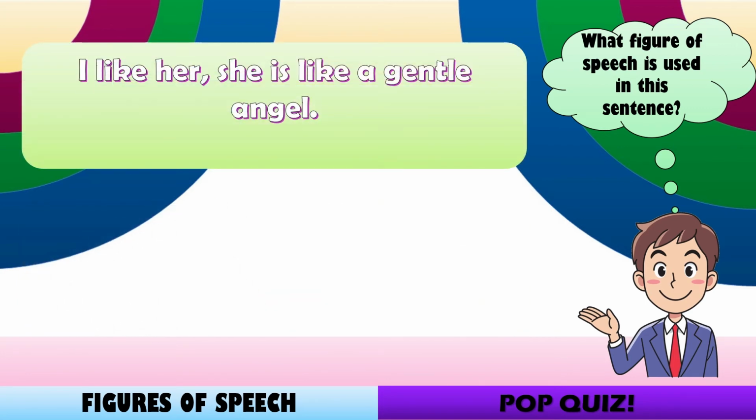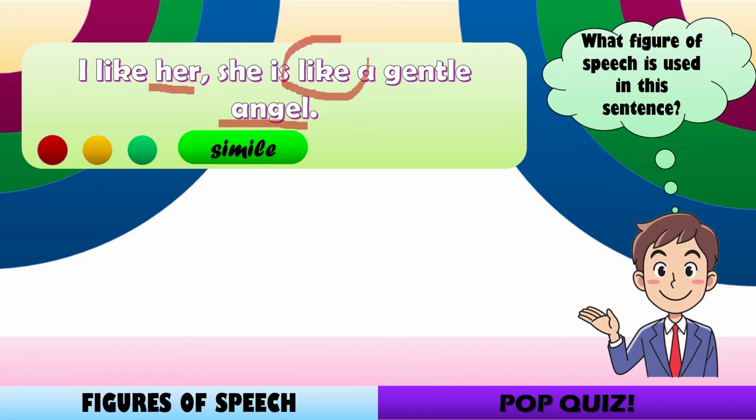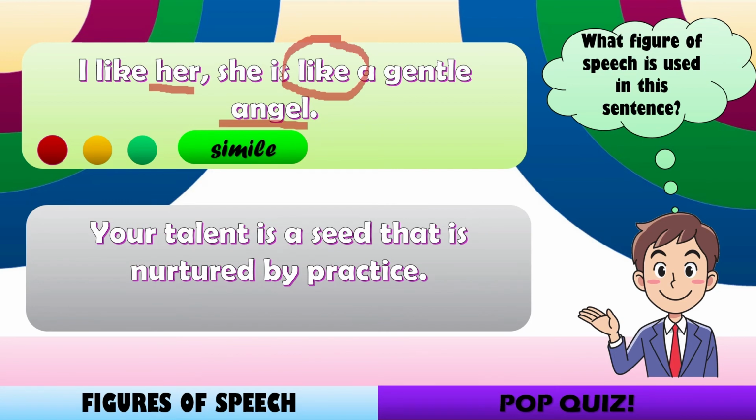I like her. She is like a gentle angel. Time is up. The answer is a simile. While it aims to compare two objects such as angel and the person, this is an example of a simile because we use the expression or the word like. Another example is this. Your talent is a seed that is nurtured by practice.